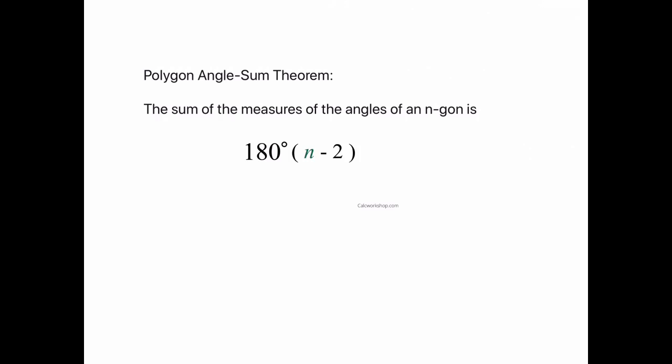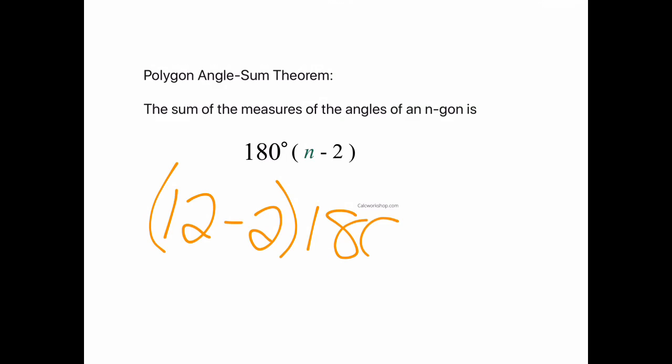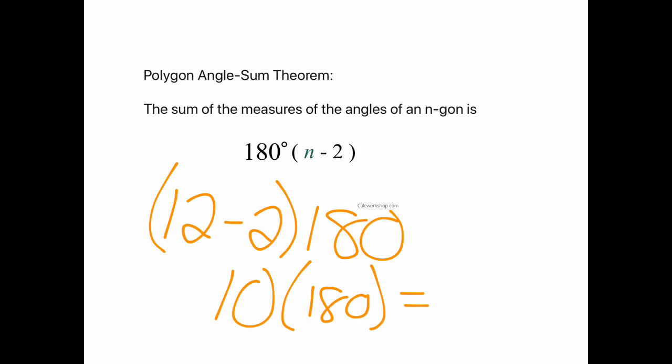So in your practice, they ask you for the sum of the measures of the angles of a dodecagon. So remembering that a dodecagon has 12 sides, you would do 12 minus 2 times 180, which is 10 times 180, which gives us a total of 1800. So the total of the measures of all the angles of a 12-sided figure would be 1800 degrees.